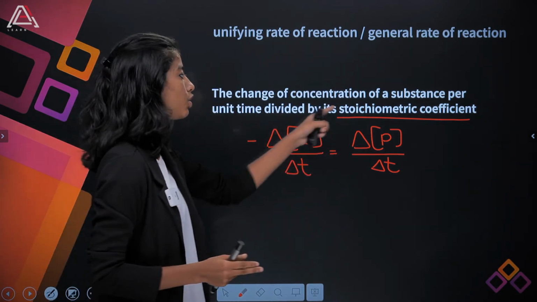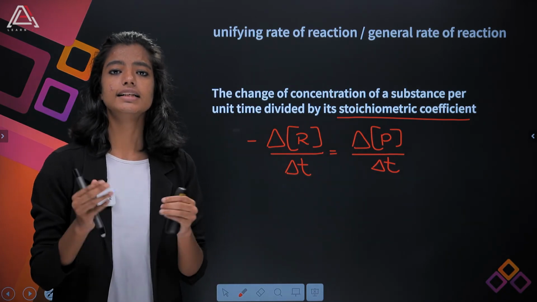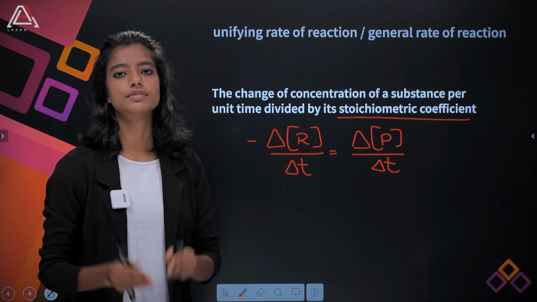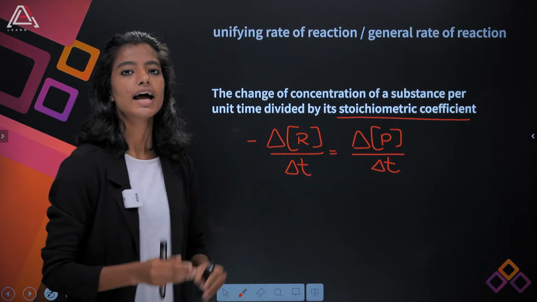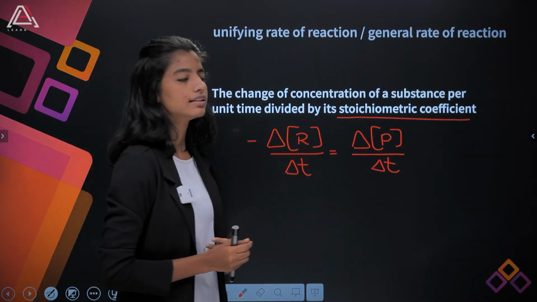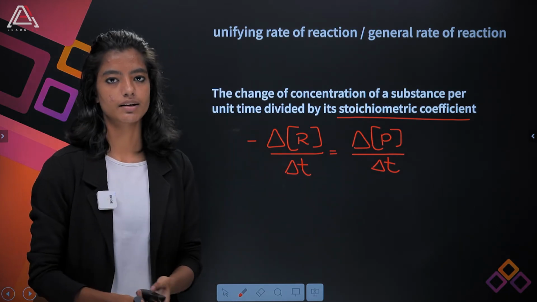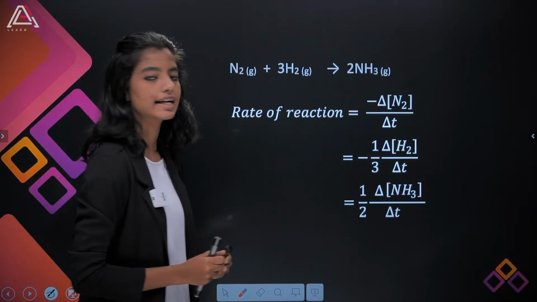Now, what is the stoichiometric coefficient? It is the number of reacting molecules which are reacting and the number of product molecules which are formed, and that number is called the stoichiometric coefficient. Let me explain it with an example.